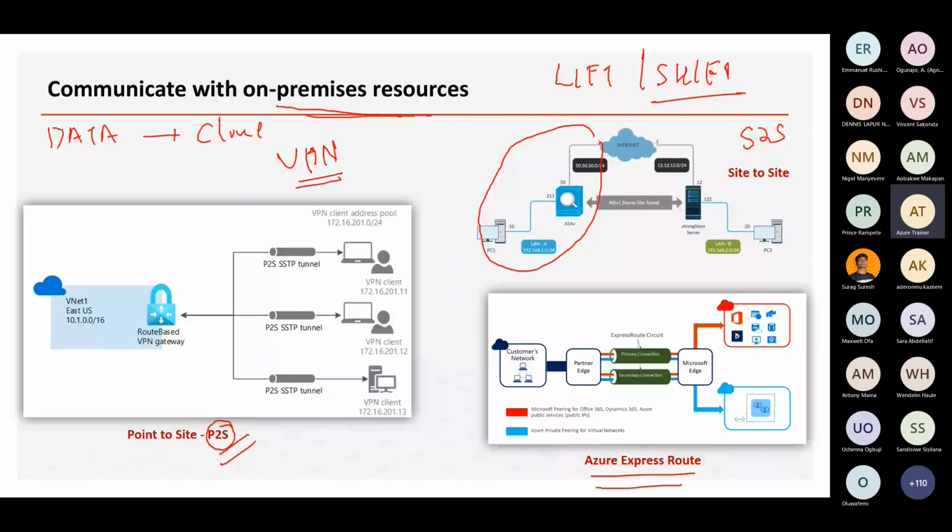How is this configured? In an Azure scenario, you have three modes you can configure: P2S, S2S, and ExpressRoute.